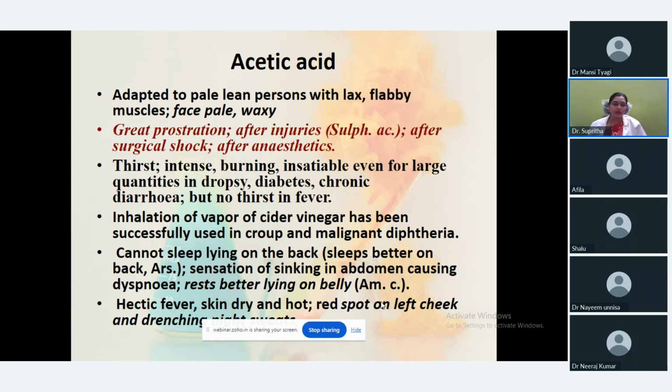What about Apis? In Apis also, there is thirstlessness all over. Okay. What is the trio of thirstlessness? Pulse. Yes, the trio. One is Pulsatilla. What are the other two remedies?